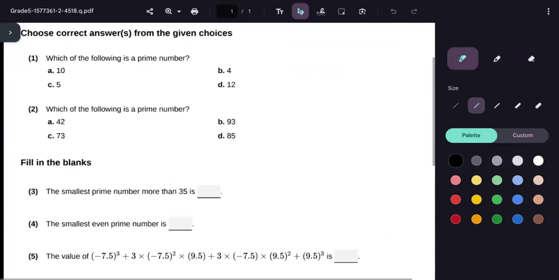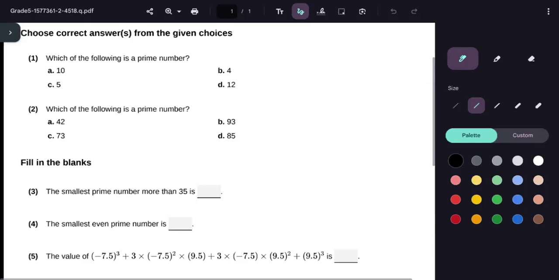It says here, choose correct answers from the given choices. Firstly, you will need to understand what the meaning of prime number is, right? This one, they have numbers all the way until 12: 10, 4, 5, and 12. Let's say, for example, I never studied. How am I going to know which is a prime number or not?